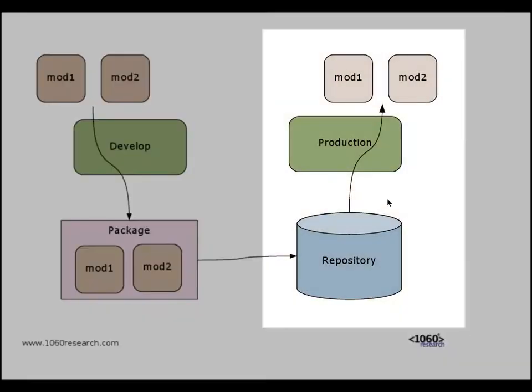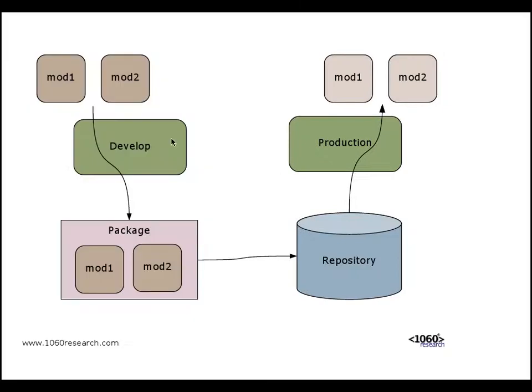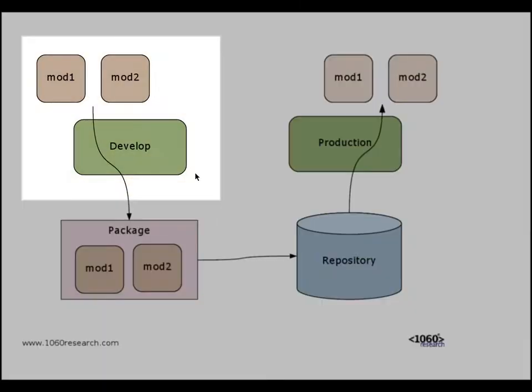In the third part, we'll show how a production machine can be told about a repository and can use that repository in order to pull down deployable units of software to that production system. Let's look at the first part.